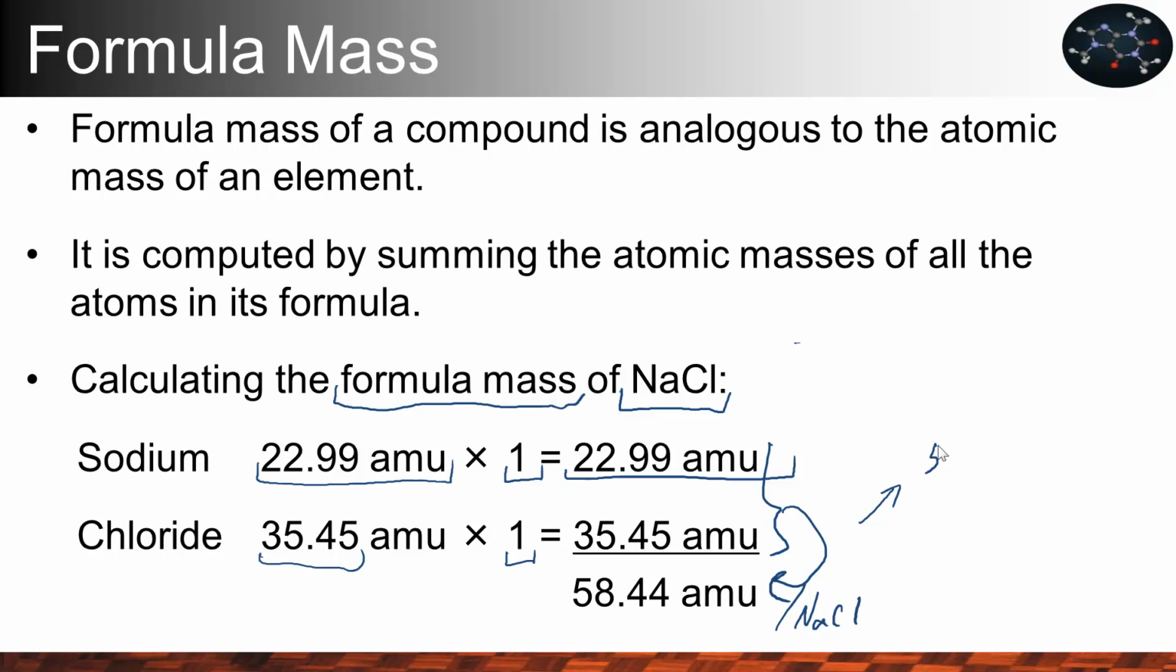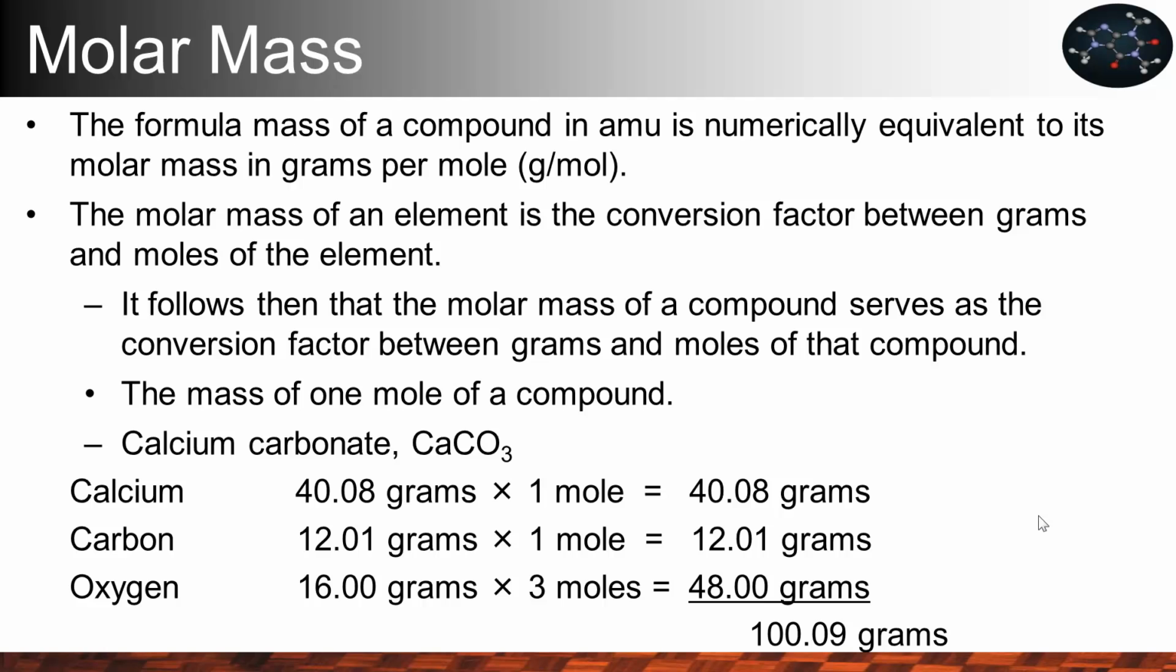We could also say that there's 58.44 grams, which is much easier to measure than an AMU, right, for every 1 mole of sodium chloride units. And so this is called the formula mass, which is a ratio of mass to number for ionic substances. The molar mass is the exact same thing, but for other compounds.